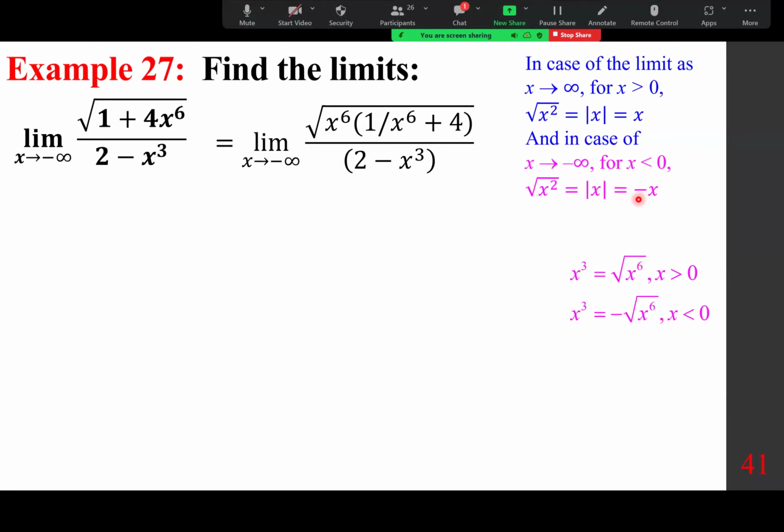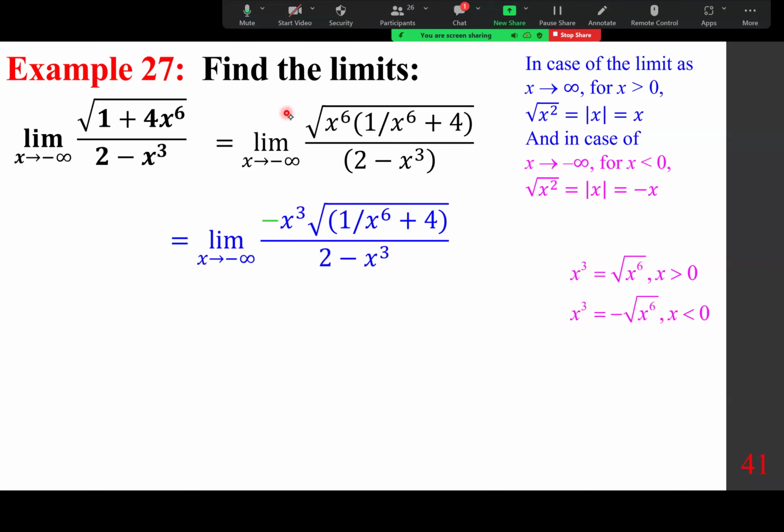Therefore, x cubed is equal to the square root of x to the power of 6 if x is positive. However, if x is negative, it becomes negative square root of x to the power of 6. And because x is approaching negative infinity, you can take this out, but you have to change it to minus x cubed. So pay attention to this. That's why we get this one.